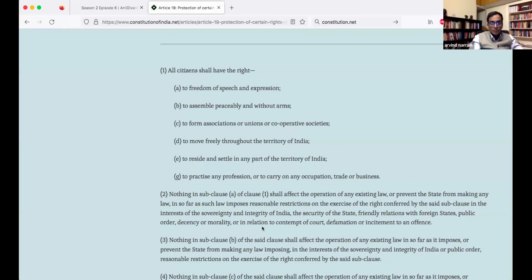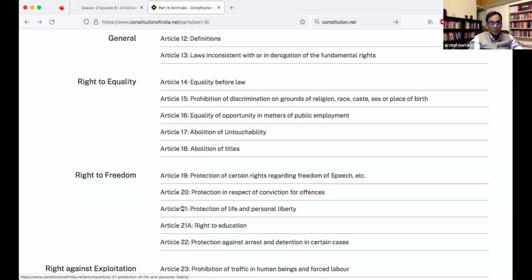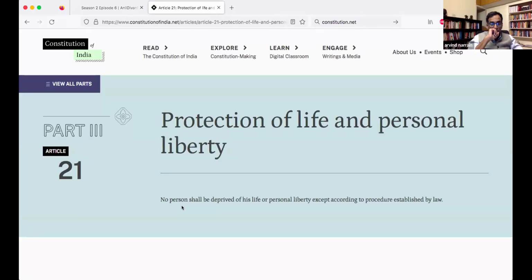But here the article is conferring. They are saying it's giving you these rights. But in 21, what does it say? 19.1 is giving you rights. 19.2 is limiting those rights. Now, 21 is not talking about giving you life and liberty, because those are fundamental rights which cannot be taken away unless there is a strong cause, right? You don't have to write it.